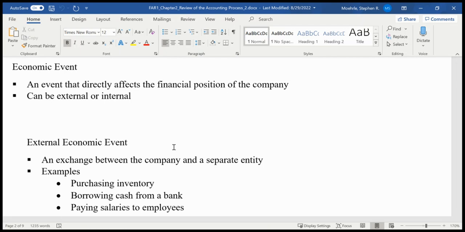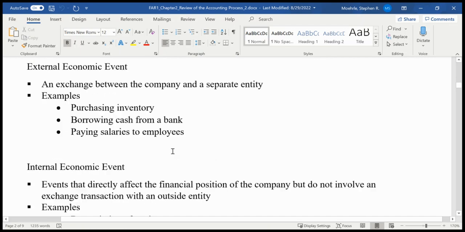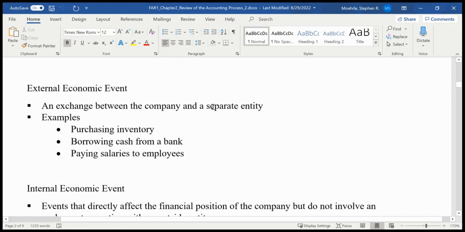They can be external or internal. Financial statements really are a summary of the thousands and millions of economic events that occur every period in a company. An external economic event is an exchange between the company and a separate entity. Examples of external economic events include purchasing inventory, borrowing cash from a bank, paying salaries to employees, and literally a million other potential economic events.